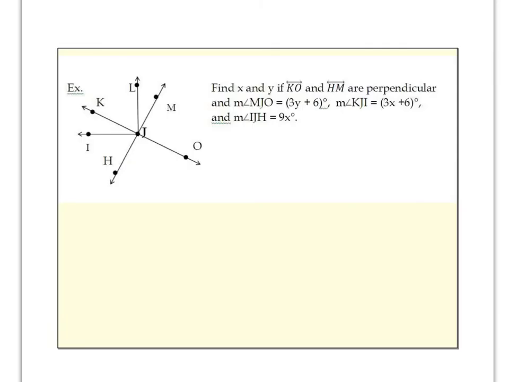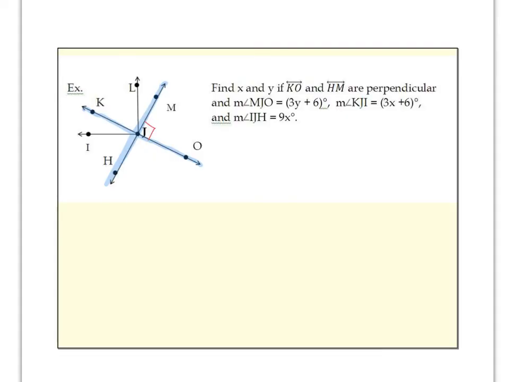Many of the homework questions on tonight's homework will be like this last example. It says find x and y if line KO and line HM are perpendicular. You guys, let's find KO, that's here, and HM, that's here. And it says they're perpendicular. That means they're going to meet at 90 degrees.